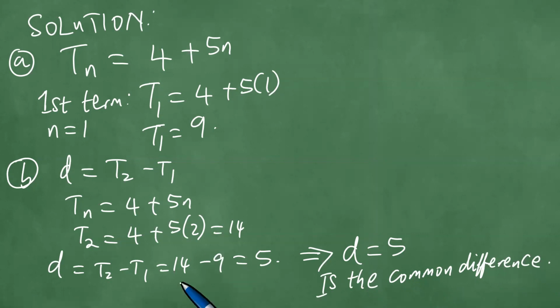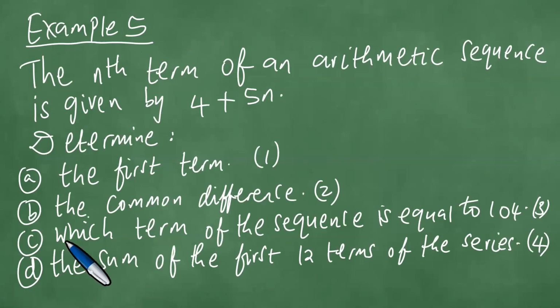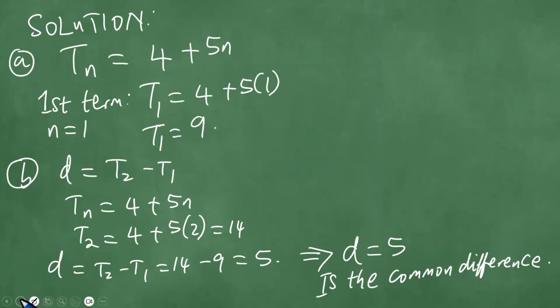Now, there are a couple of things we need to look at as well. The next question. The common difference we've already got. Which term of the sequence is equal to 104? So the examiner is saying there is a term in the sequence that is 104. But which one? Is it the first? Is it the second? Is it the third? Which one is it? That is the question.